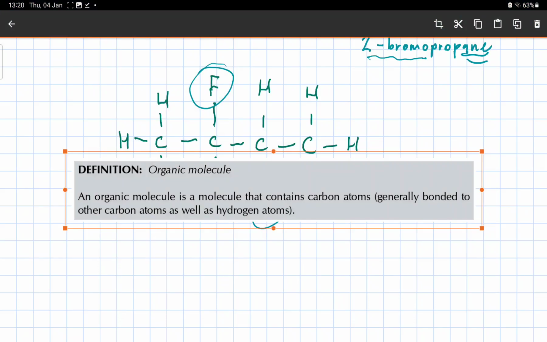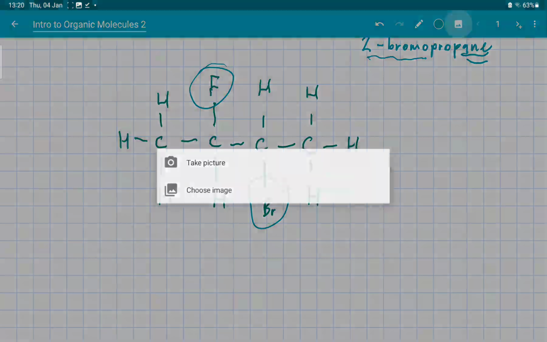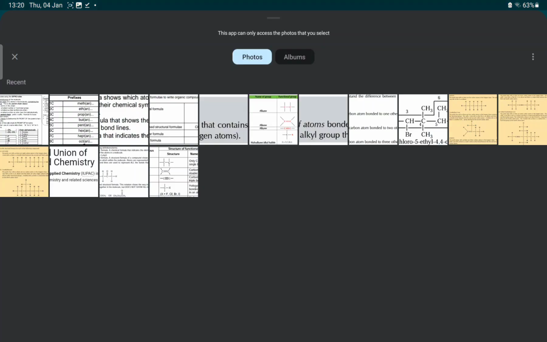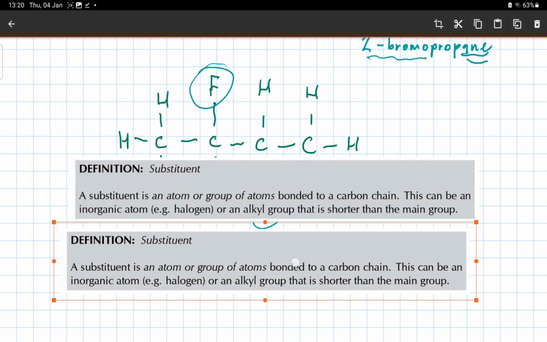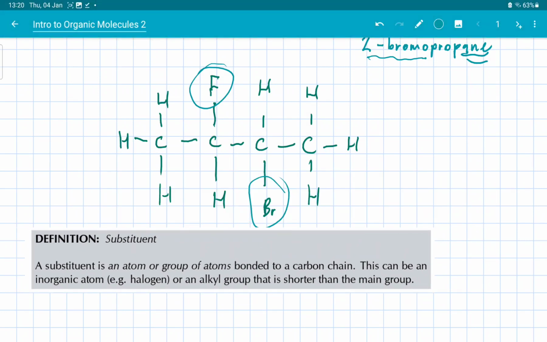I think it's this one. No, it's not this one. Okay, yeah, it's it. Substituent. Substituent, because I just used the word.